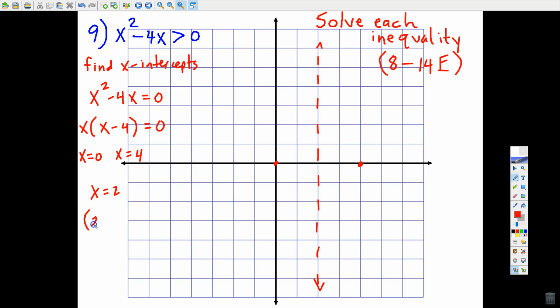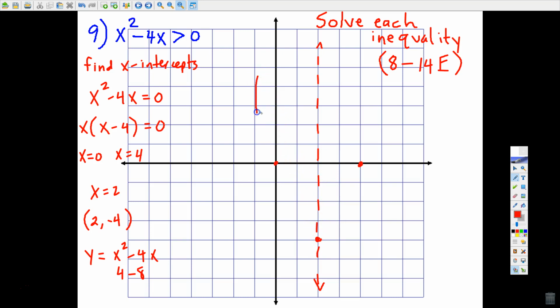The vertex has got to be on that line. So the x-coordinate of the vertex has to be 2. And to find out what the y value is, let's think of this function, and we're going to plug 2 in for x. So 2 squared is 4, minus 4 times 2, which is 8. 4 minus 8 is -4. So the vertex has to be on the AOS line, and it's going to be the point (2, -4).